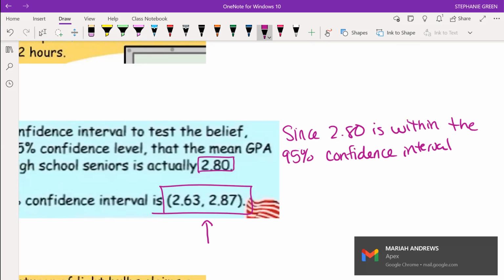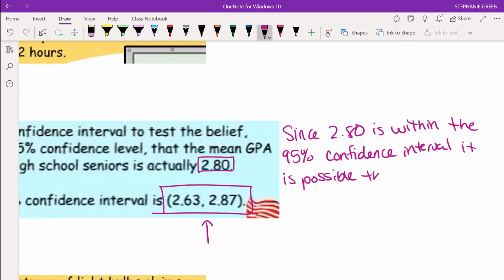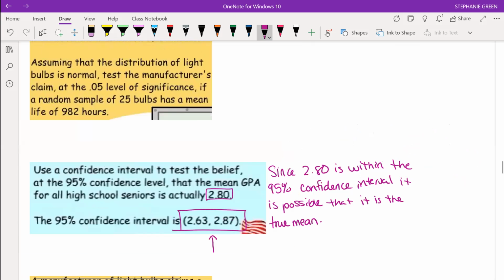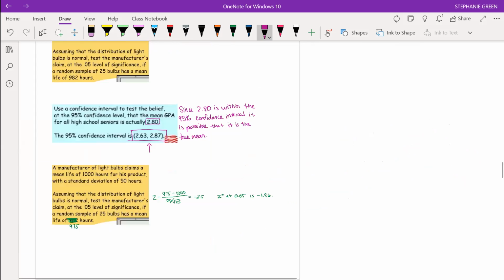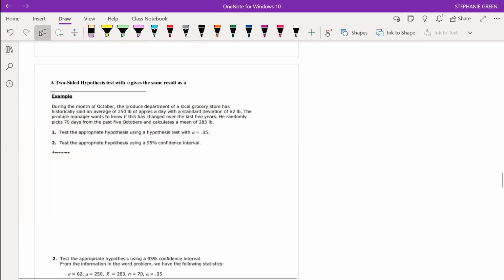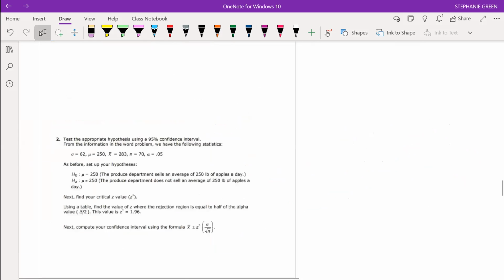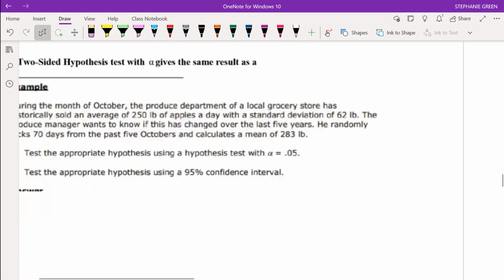So, within the 95% confidence interval, it is possible that it is the true mean. All right? Okay. So I think that's all that I need to put on here. Again, feel free to make sure you watch that Apex stuff and add whatever else notes you need to. Or I suppose I could do one last example on this page.